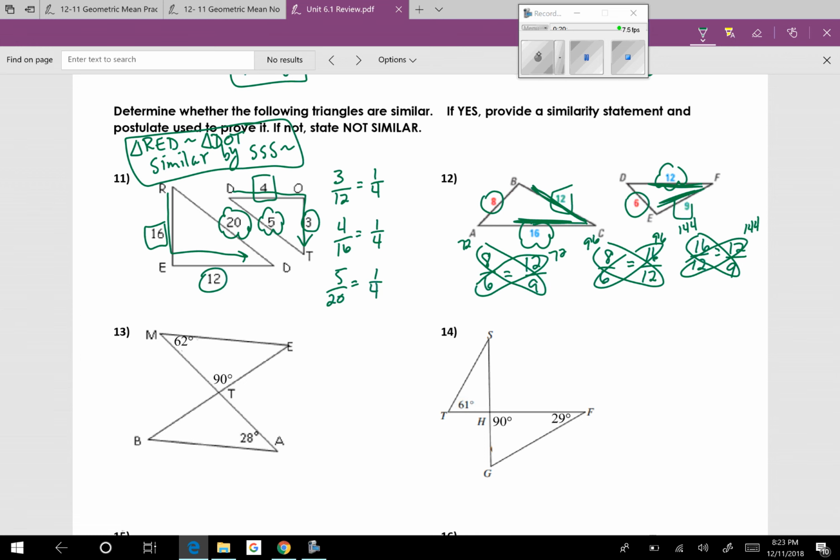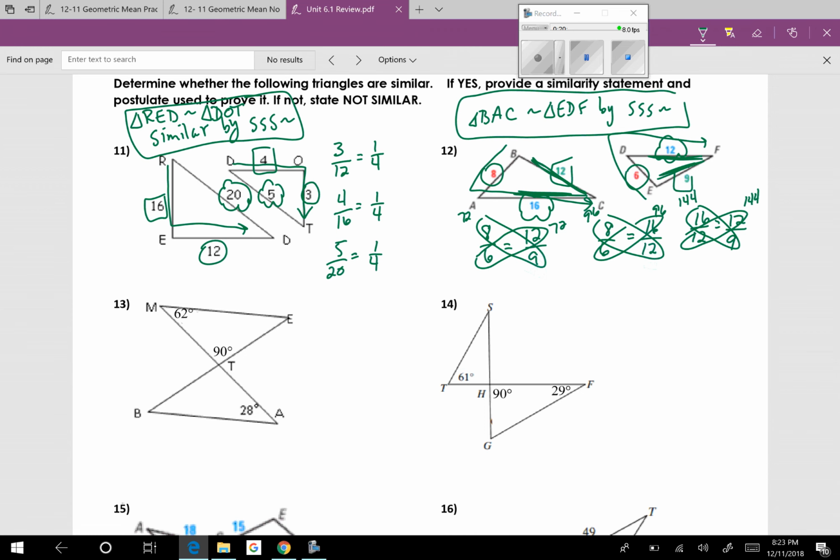So now we got to name them. So we'll call the first one BAC. So triangle BAC is going to be similar to triangle EDF. And it's by side, side, side similarity.